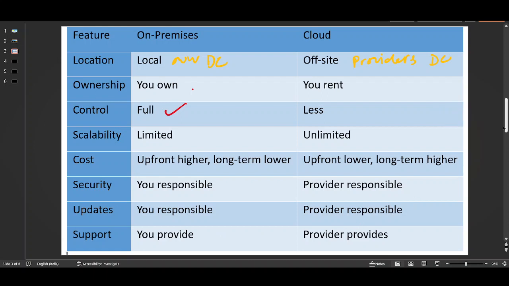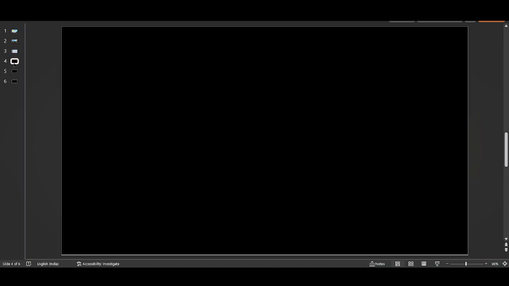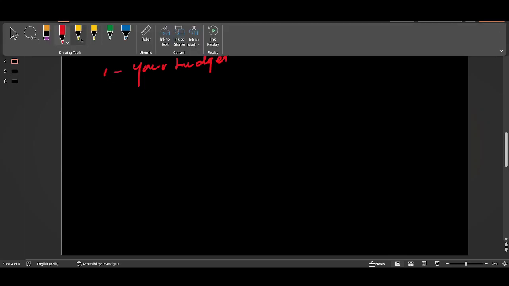So there are many things here. If you talk about characteristics, again we will repeat the same things. Some additional features and characteristics may help you decide which option is right for you. First, your budget. It is more important.